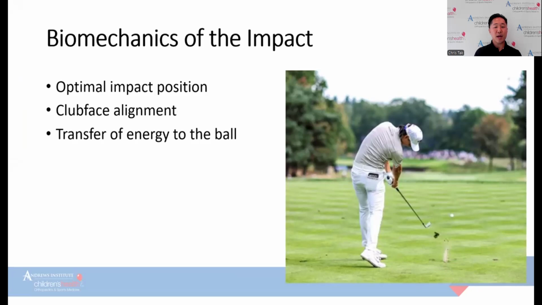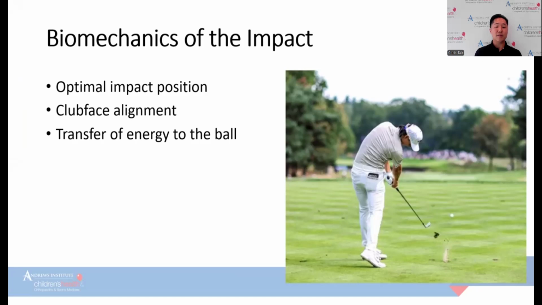For the optimal impact position, the hands lead ahead of the ball, so the lead arm and the shaft form a straight line. You don't want any chicken winging happening or anything that will create altered or faulty mechanics. And then club face alignment: of course, you want the club face to hit square to the target line. This will allow the ball to fly out straight.